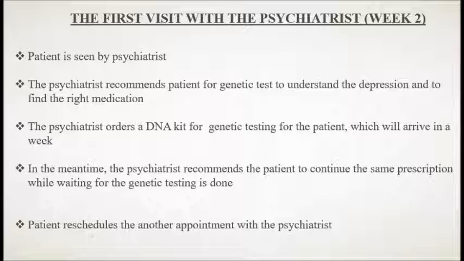The psychiatrist recommends the patient for genetic tests to understand the depression and to find the right medication. The psychiatrist orders a DNA kit for genetic testing for the patient, which will arrive in a week. In the meantime, the psychiatrist recommends the patient continue the same prescription while waiting for the genetic testing to be done. The patient reschedules another appointment with the psychiatrist.